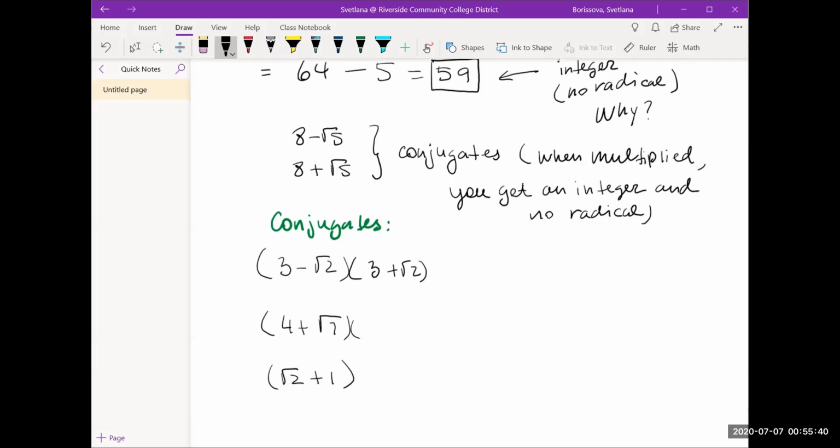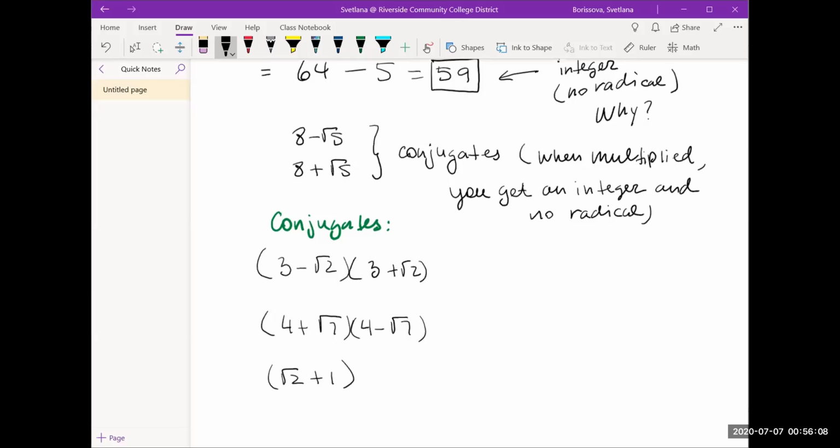Let's actually set them all up. How about the second one? 4 plus square root of 7. What is the conjugate for that one? Anyone else, guys? Looks like Amy got it. Anyone else can help me? 4 minus square root of 7? That's right, 4 minus square root of 7.